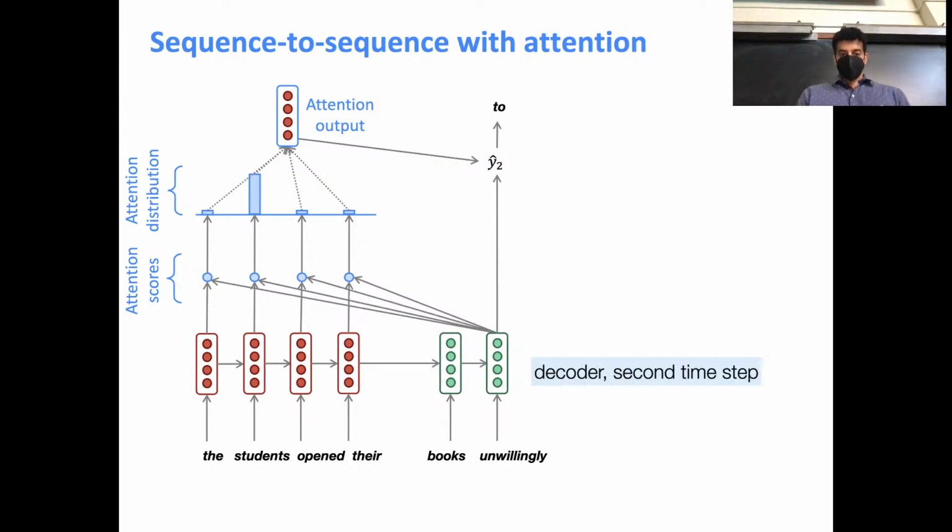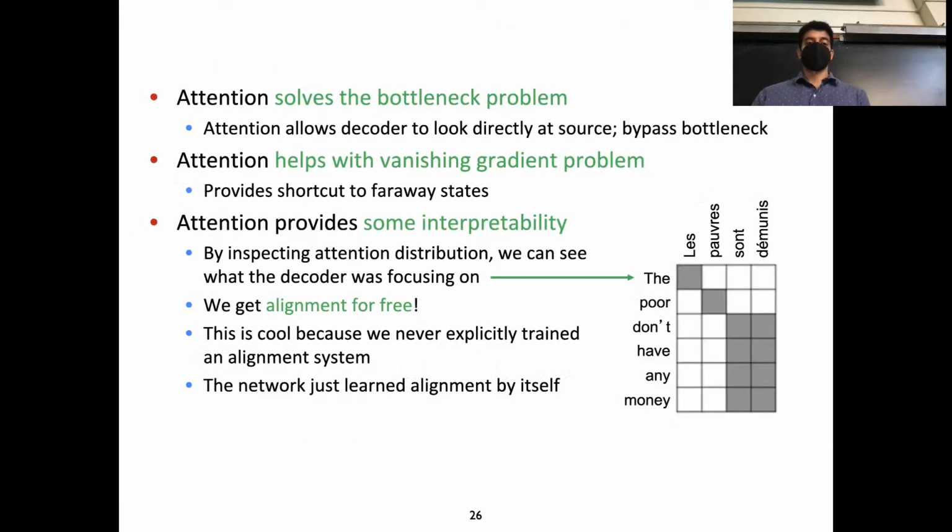All right. If we want to compute the next prediction here, we're going to use this unwillingly hidden state as a query. This books should also be a key vector. I should really update this slide, but there should be another arrow from unwillingly to books. Books should turn red here. Essentially, you're just doing the same thing, except you have a new set of attention scores.